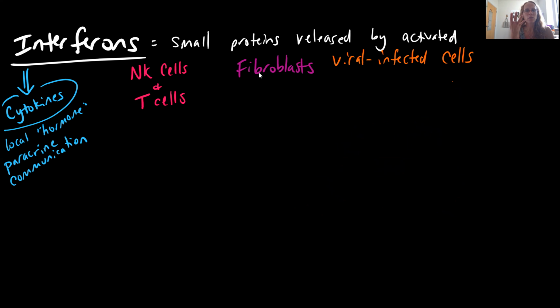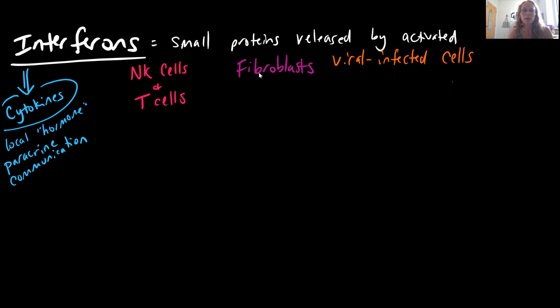Next, we're ready for our 4th type of non-specific defense or innate defense. Next is the interferons. Interferons are small proteins that are released by activated NK cells and T cells, fibroblasts, and also virus-infected cells. And we're going to see 3 different classifications of interferons discussed. Interferons are examples of cytokines. Cytokines are local hormones that are released. So this is an example of paracrine communication.